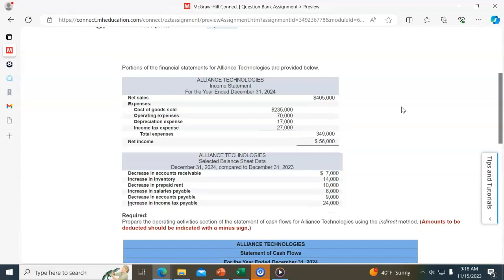Portions of the income statement and the balance sheet are shown here. Prepare the operating activities section of the statement of cash flows. What are we going to start with, guys? Net income. We're going to start with net income of $56,000, right?